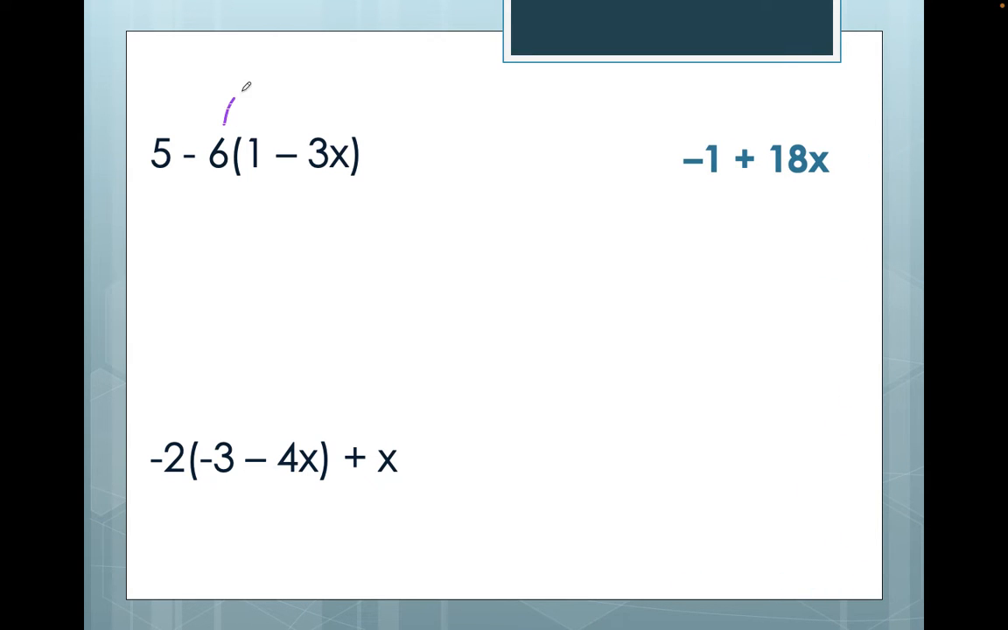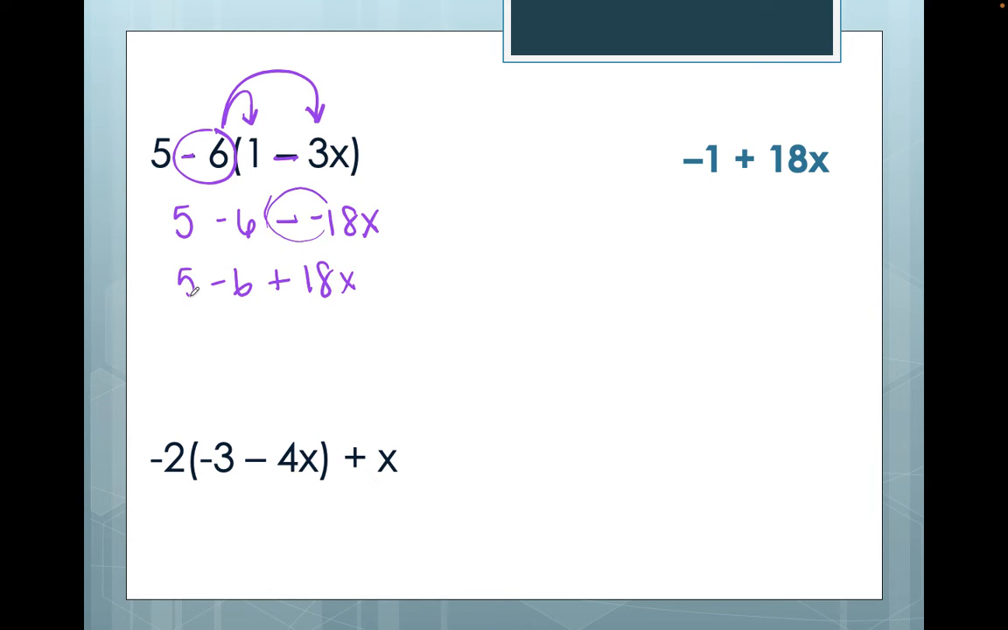In this first example, you're going to be distributing a -6 throughout. This minus sign is going to come with the 6. So the 5, we're going to leave that there. -6 times 1 is a -6. And then minus -6 times 3x, which is a -18x. That becomes 5 minus 6 plus 18x. Be careful of those double negatives. Since 5 minus 6 is -1, we get -1 plus 18x.